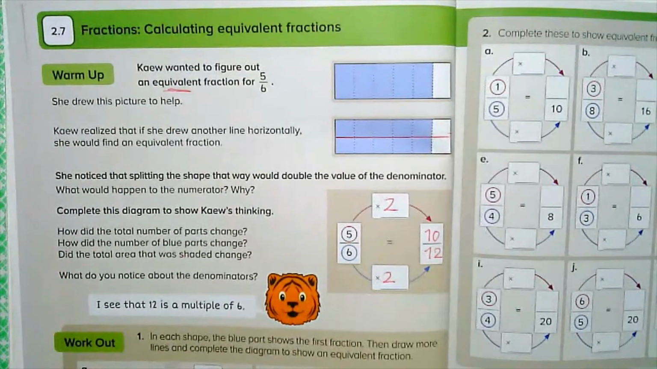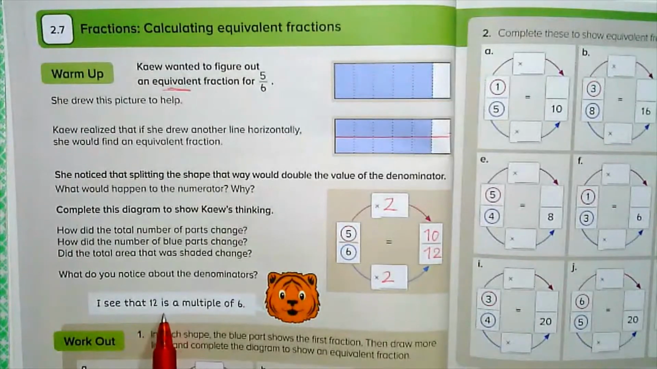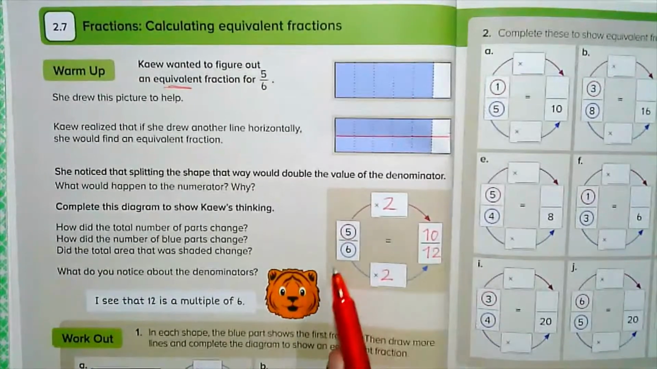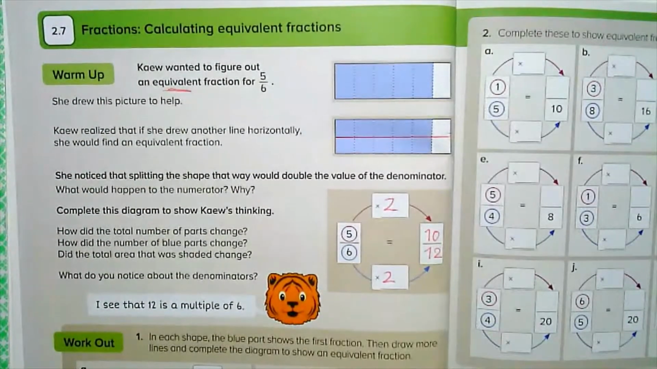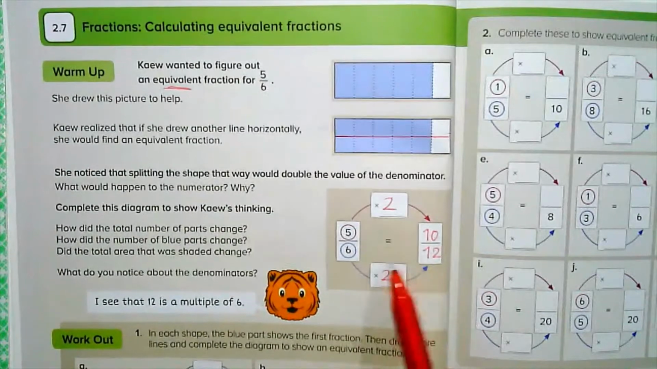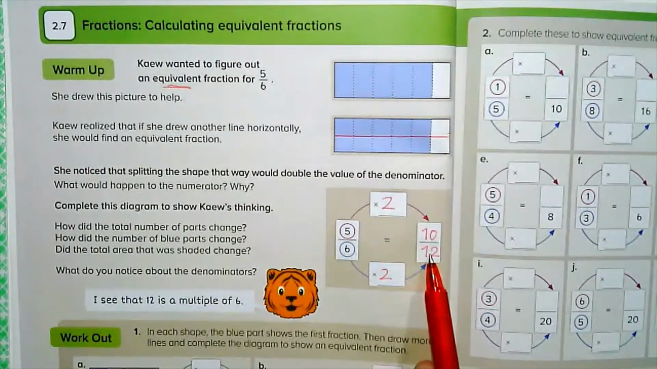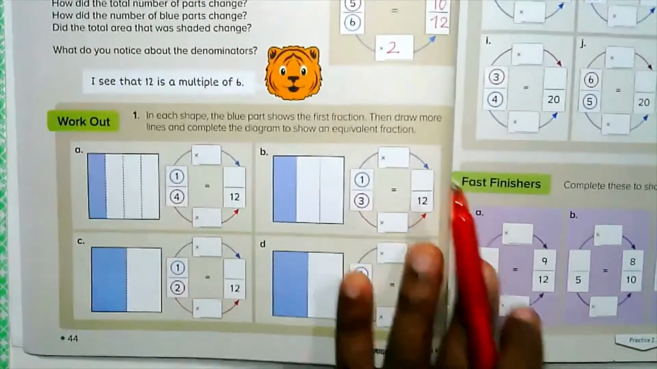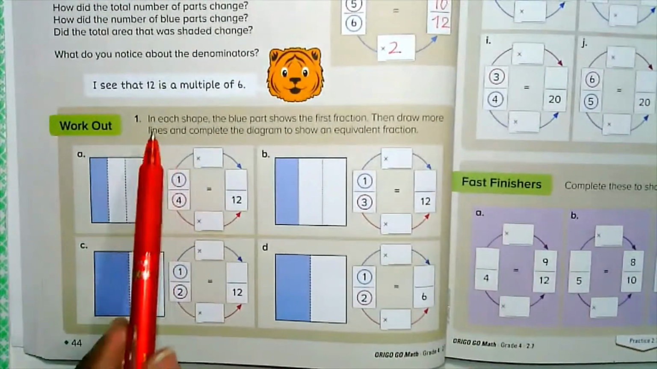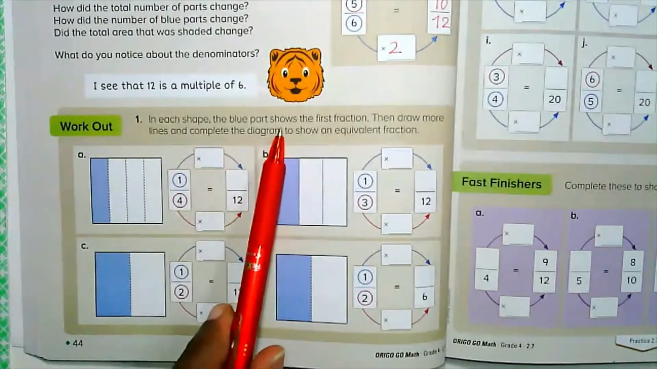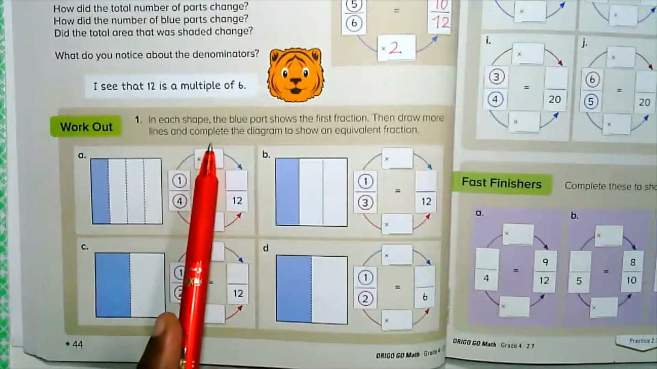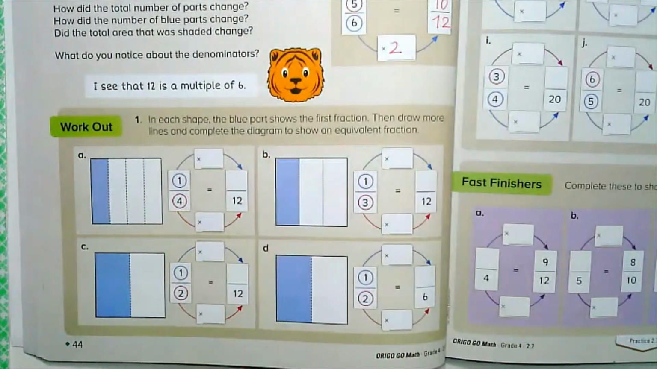So we notice that 12 is a multiple of 6. And that is why we can derive the denominator to be 12. Now let's go on to the workout. In each shape, the blue part shows the first fraction. Then draw more lines and complete the diagram to show an equivalent fraction.